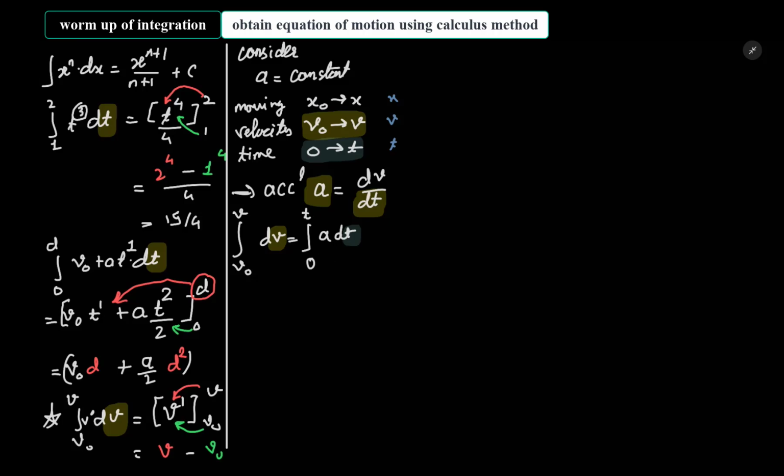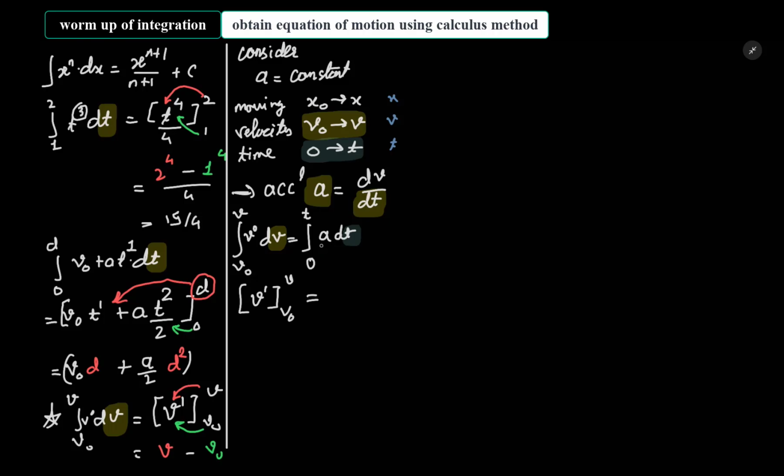Okay. Now we know how to integrate. Your variable is v, we don't have any term of v, so we can consider v0. So if we increase one power of v, we will get v raised to 1, and your limit is from v0 to v.